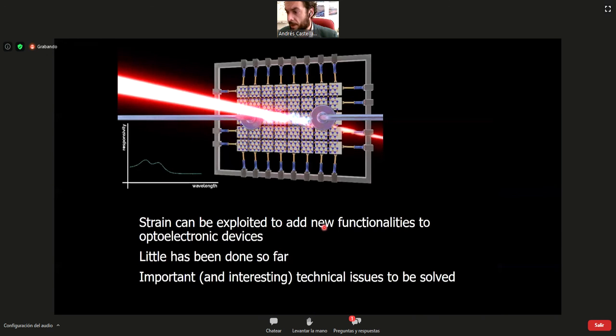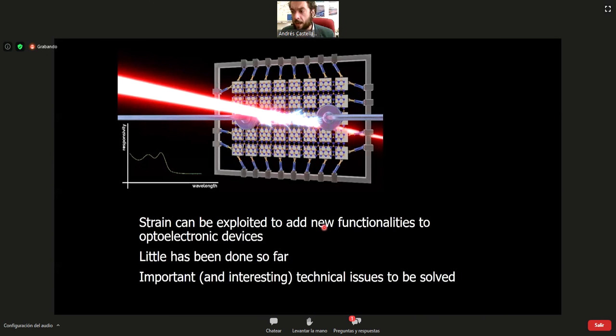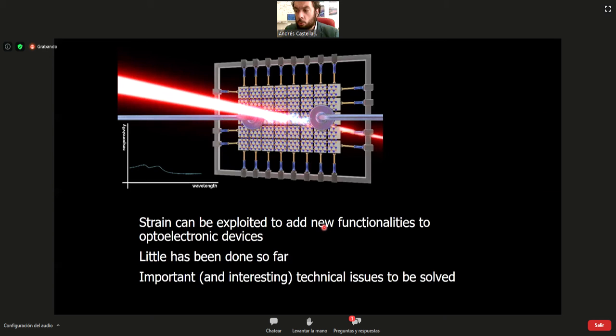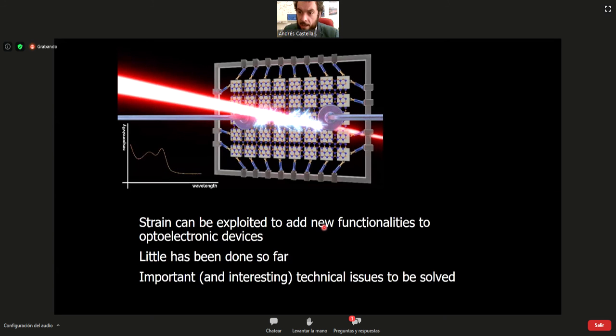And with this, I already finished. So just summarizing, I hope that I convinced you that strain can be exploited to add new functionalities to electronic devices. Very little has been done so far.